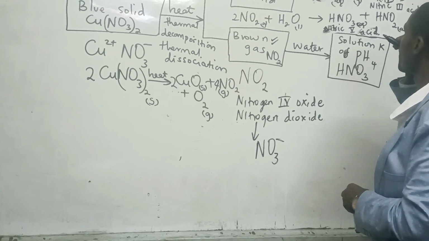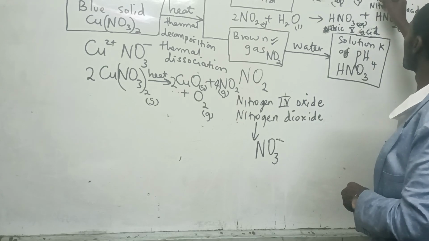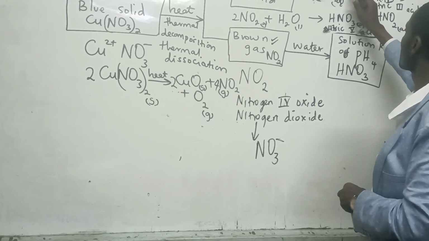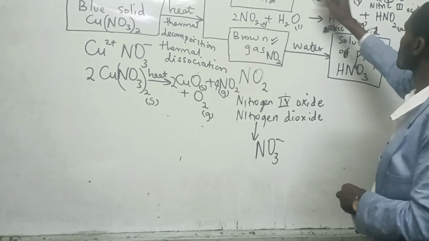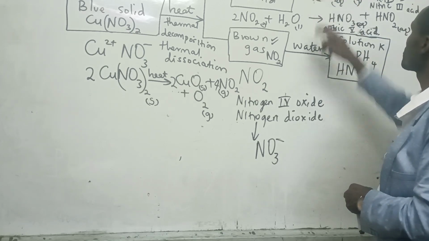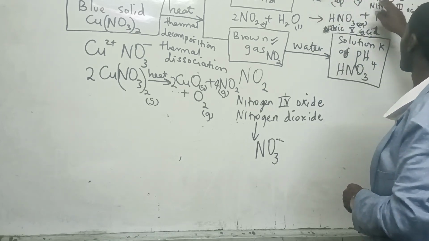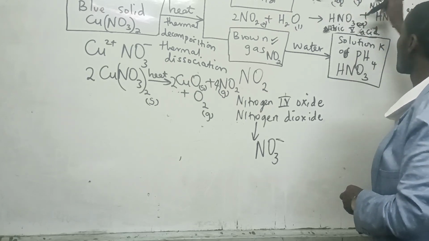So you can put 2 here, and as well put 2 here. Let's see, you can put as well 2 here. So 2 hydrogen atoms, 2 hydrogen atoms, 2 hydrogen atoms, 2 hydrogen atoms. This is 6, this is 6, so that's correct.